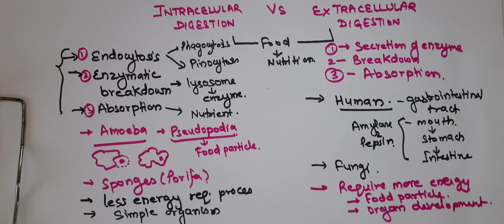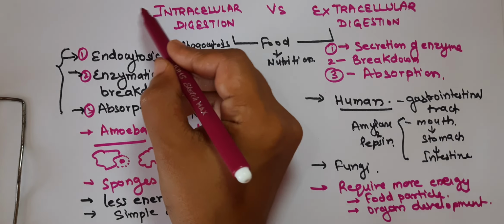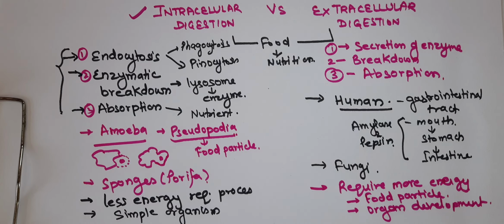If we talk about the evolutionary insight, students, intracellular digestion is the characteristic of simpler organisms, while extracellular digestion signifies an evolutionary advancement. This allows higher organisms to process diverse and large food particles. So this progression, students, supports both structural as well as functional complexity.